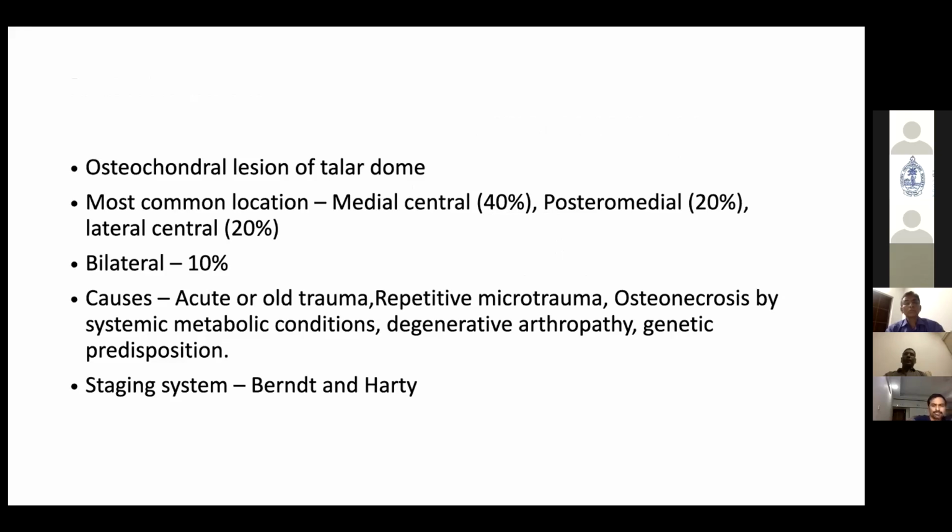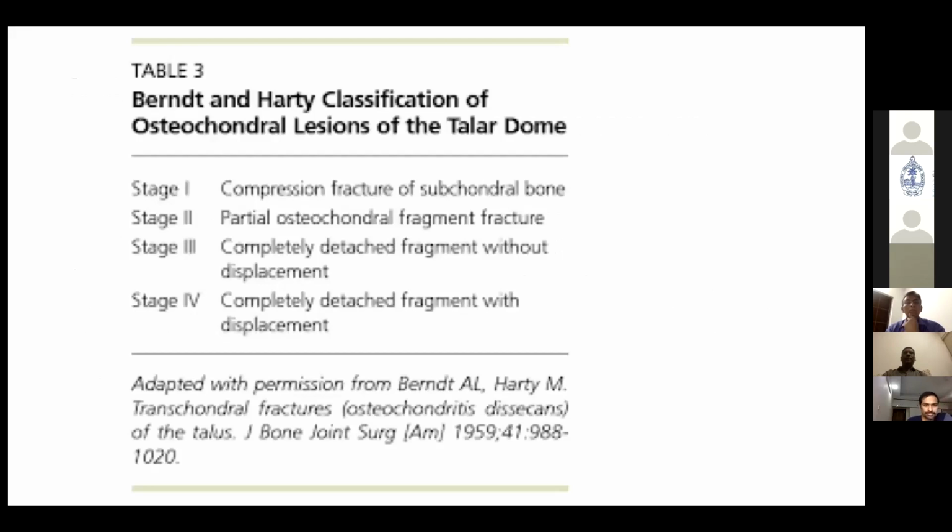Can somebody read this? Purely a theory question. It's an osteochondral lesion of the talar dome. The most common location is medial central, then posteromedial and lateral central. It's bilateral in 10% of cases. These are the different causes described, and the staging system is Berndt and Harty. Next slide, Balu, please. And these are the staging systems.